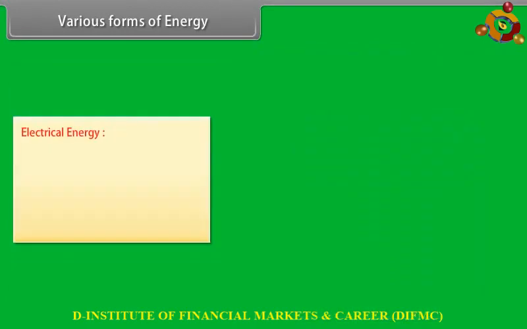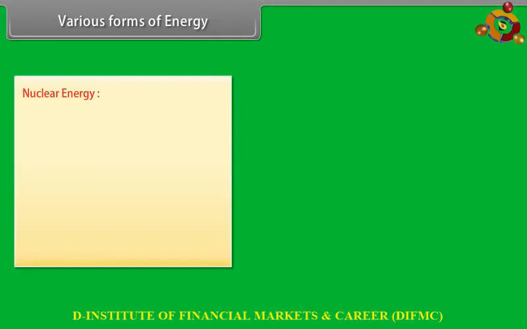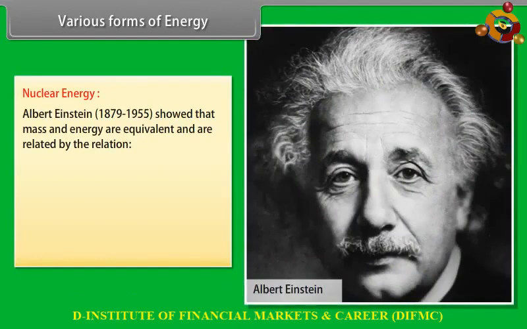In this reaction, the total energy of the reactants is less than that of the products of the reaction and heat is absorbed. Electrical energy. Electric charges and currents attract or repel each other. Thus, work needs to be done in general to move them with respect to one another. The energy associated with this work is called electrical energy. Nuclear energy. Albert Einstein, 1879 to 1955, showed that mass and energy are equivalent and are related by the relation E equals mc squared, where c is the speed of light in vacuum.